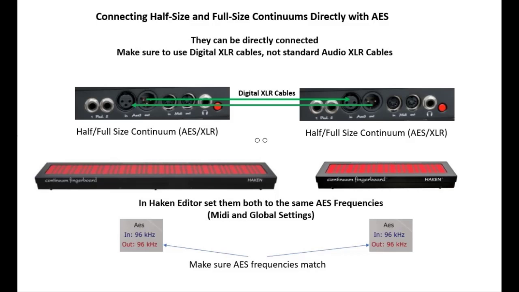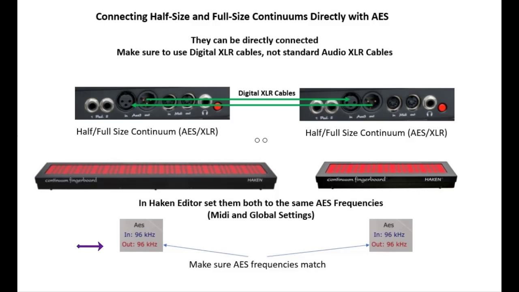So if you have 2 half or full size Continuums, all you need to do to connect them to do this digital processing is connect an XLR digital cable between the 2. Always use digital cables when you're connecting things up here, not standard analog XLR or standard analog RCA cables. They may work, but you may have results that are less than optimal, so always spend a little extra money to give yourself a really good sound by using digital cables.